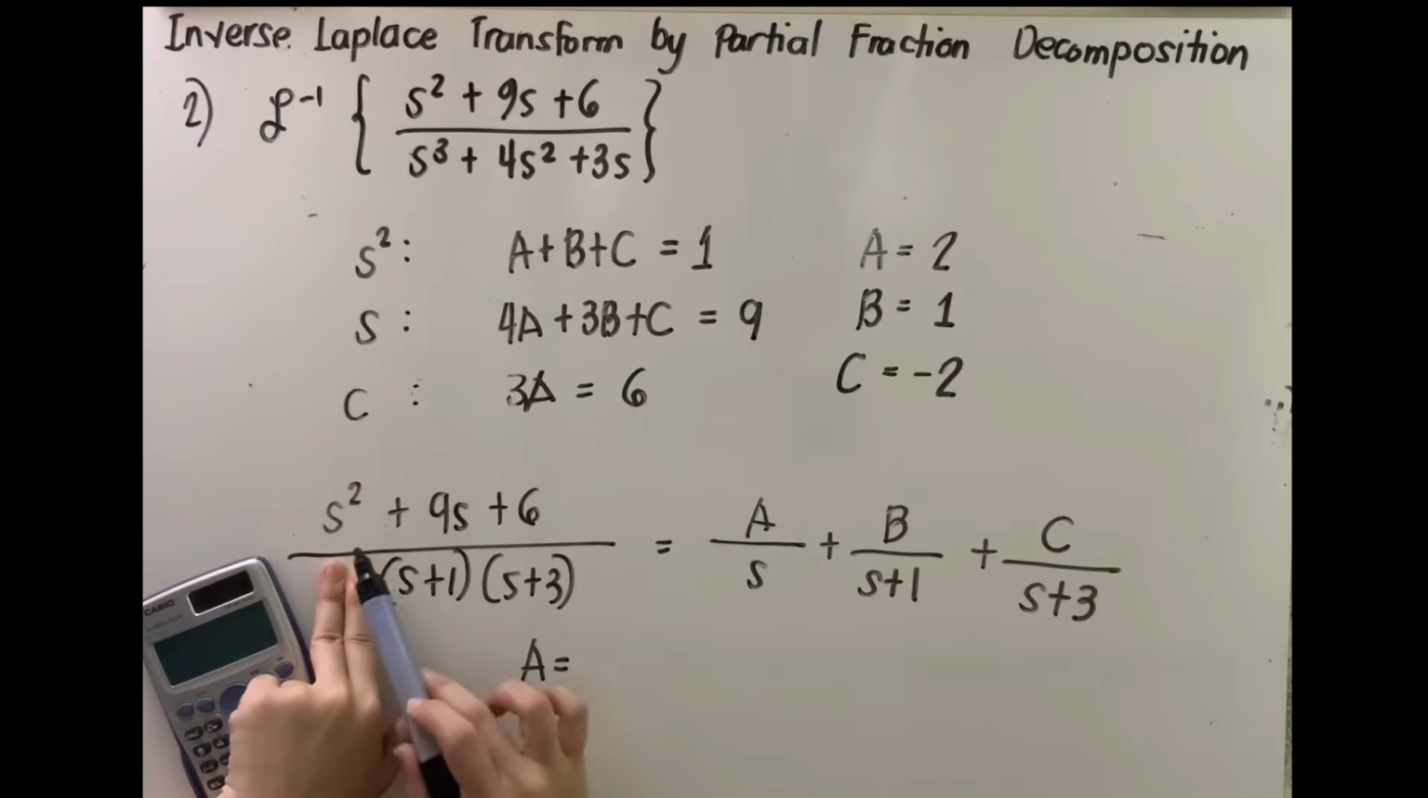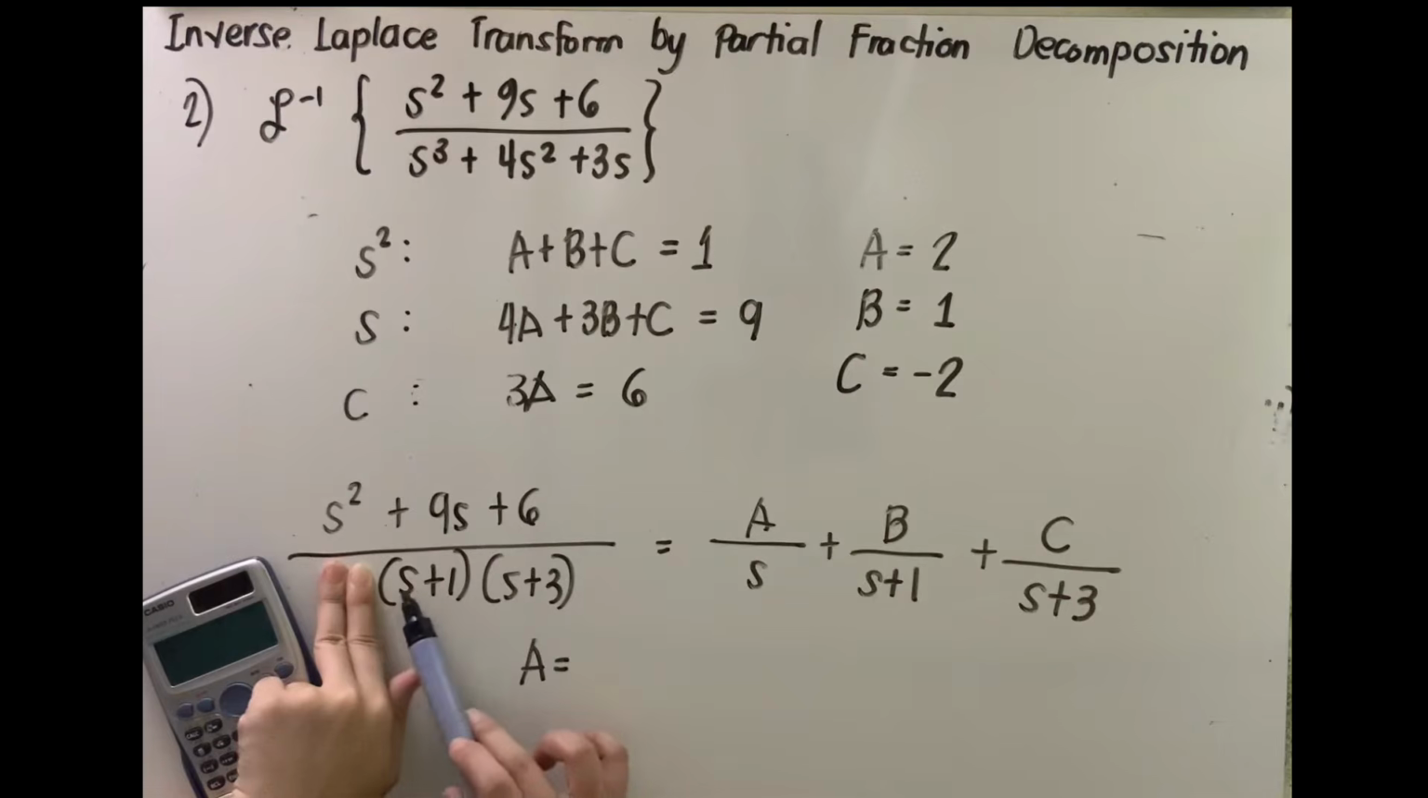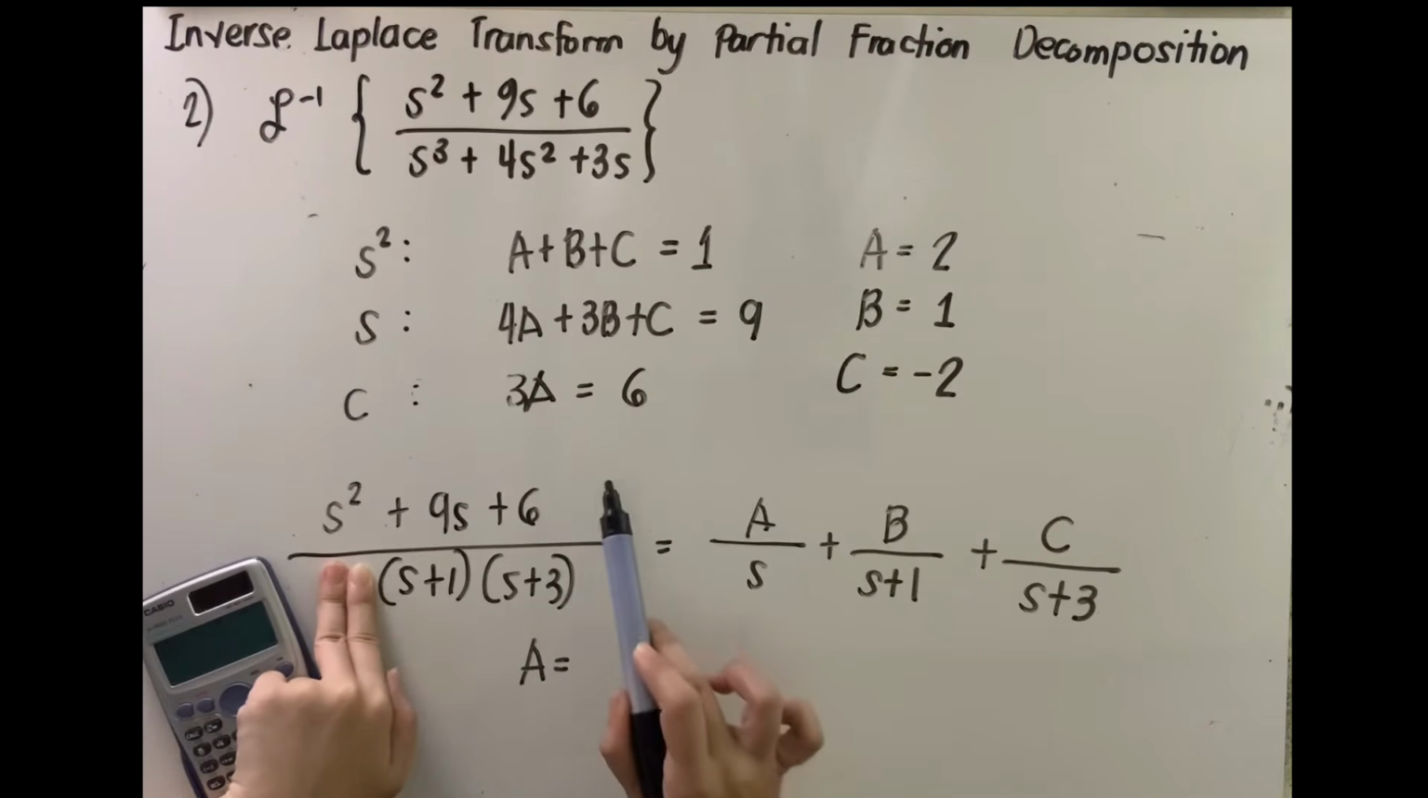So, ibig sabihin nito, magiging 0 plus 0 plus 6. You get 6 in the numerator divided by 1. 0 plus 1 is 1 times 3. So, you get 3 in the denominator. So, 6 divided by 3, you get 2.